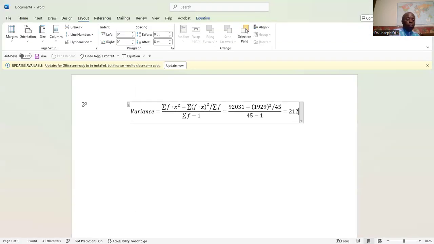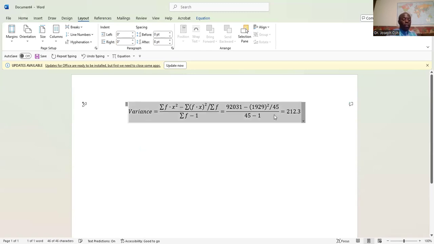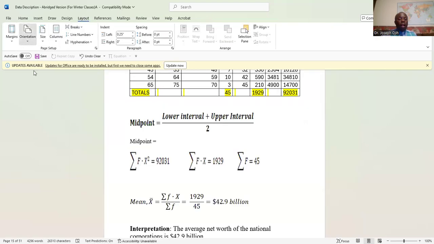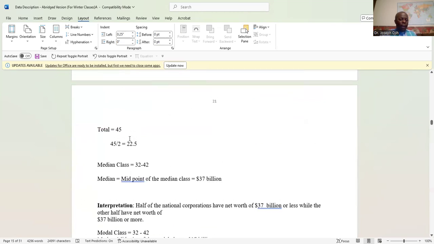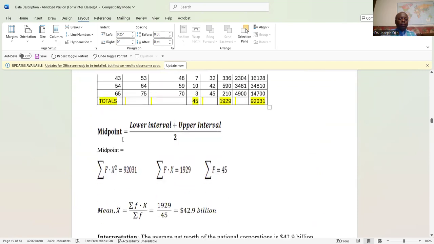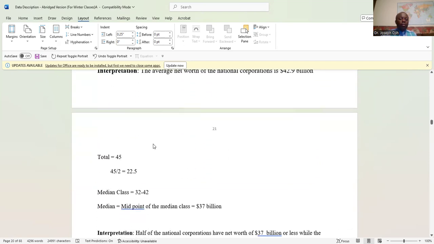So 212.3. I'm going to copy this and take it to the main workbook. So I got 212.3, right here.